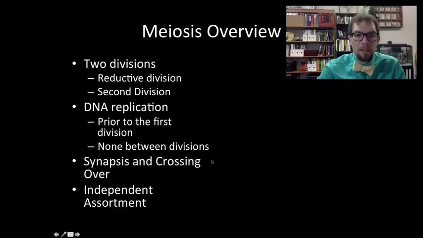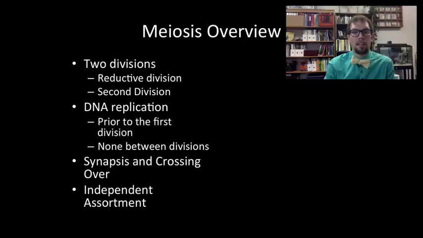Something that's unique to meiosis is the phenomenon of synapsis. This is where the homologous pairs of chromosomes actually align, and then crossing over, where they'll actually swap genetic information. And the other thing that's important about meiosis is the phenomenon of independent assortment. So this is looking at how the different homologs align is going to be independent of how the other homologs align. And we'll see this as we go through.